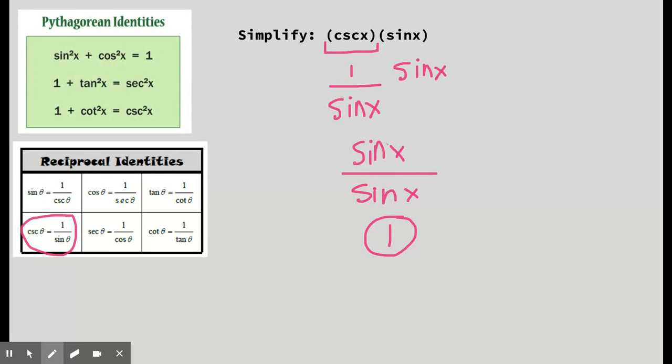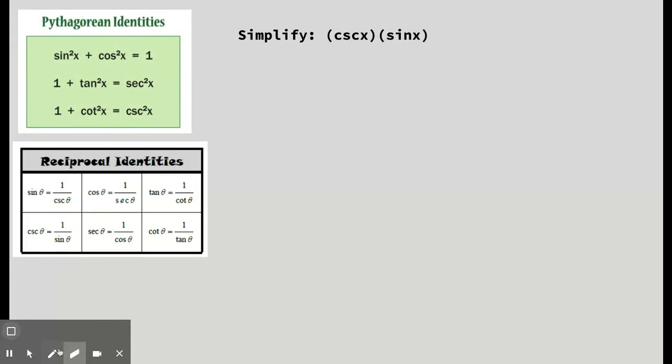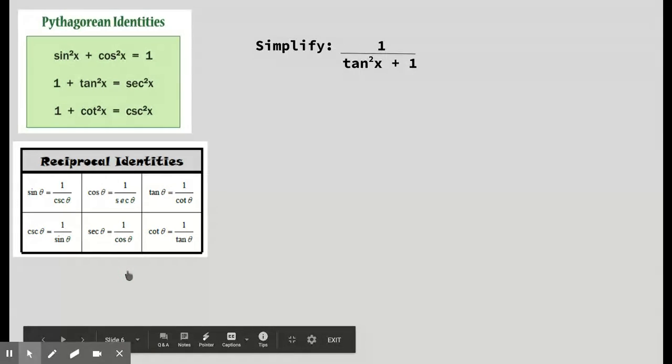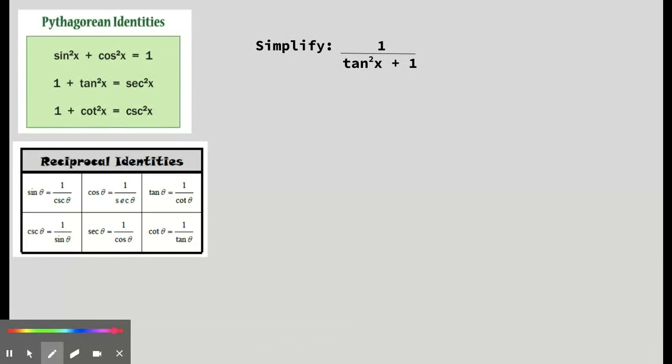So for this particular problem, I started with a cosecant and a sine. I used one reciprocal identity to simplify it, and it gave me the number 1. All right, next problem. We're going to simplify 1 over tangent squared x plus 1.